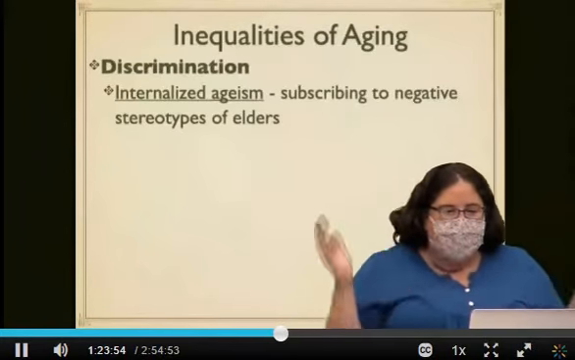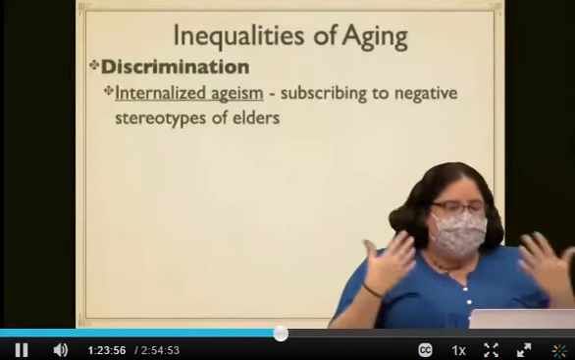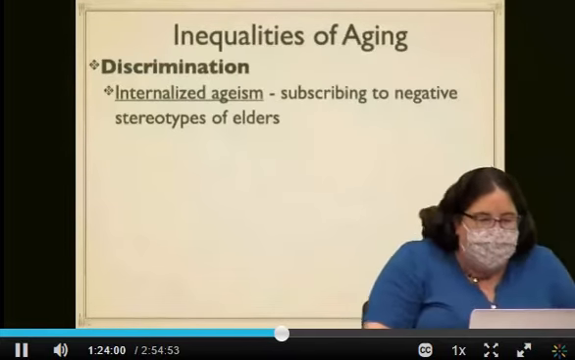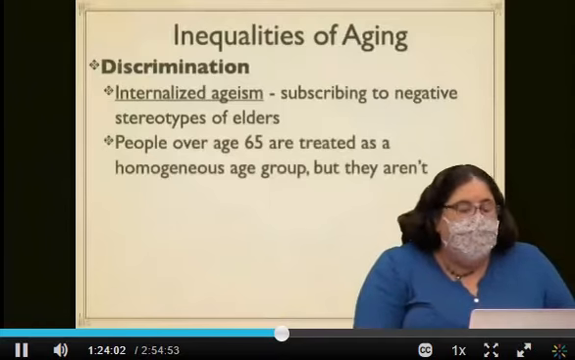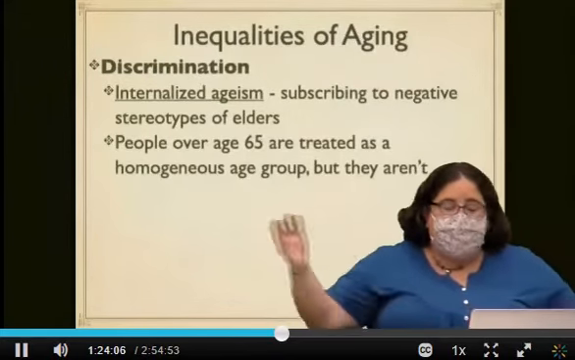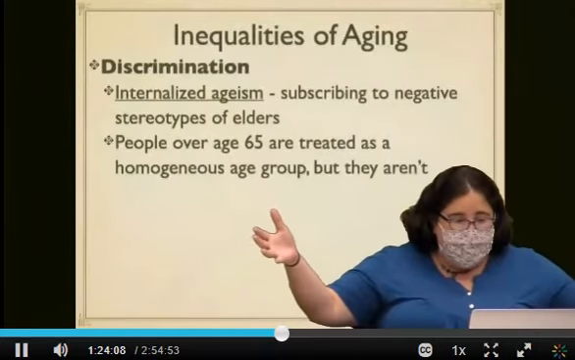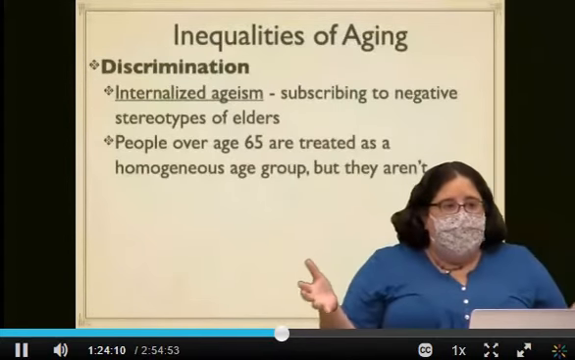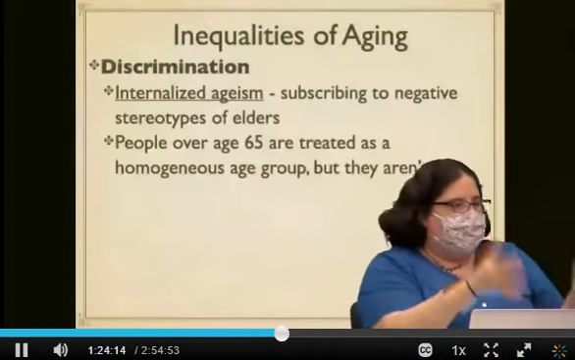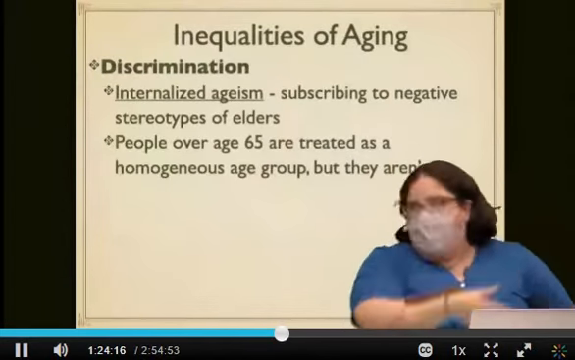So they're internalizing these attitudes, and then it can result in negative self-concept, right? Not to mention, this is true for any group in society. People over the age of 65 are treated as a homogenous age group, as though they're all the same, but they're not. And every age group knows this, right? All teenagers are treated like they're all the same, and they're not.